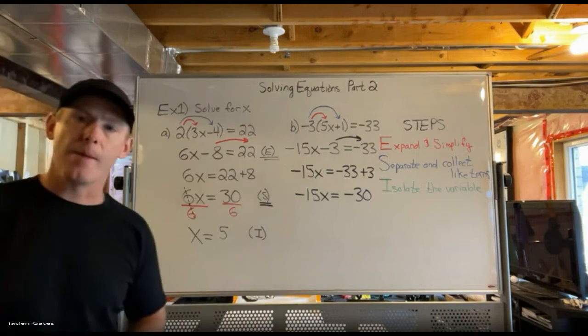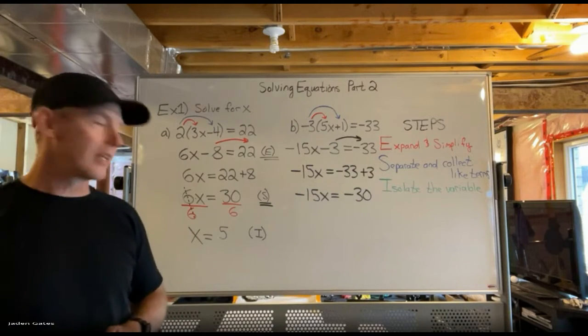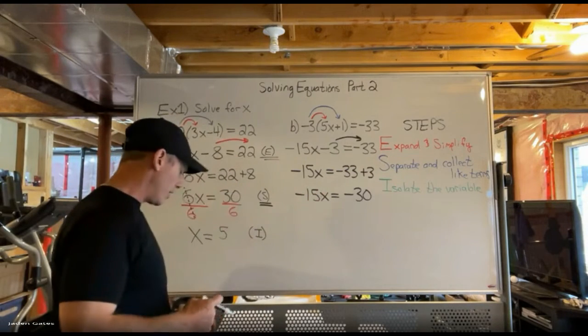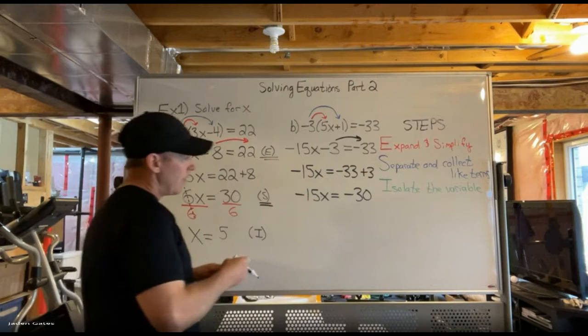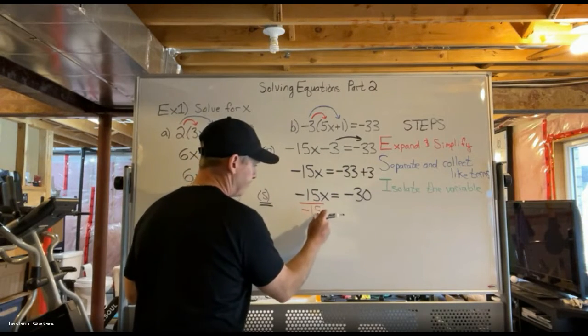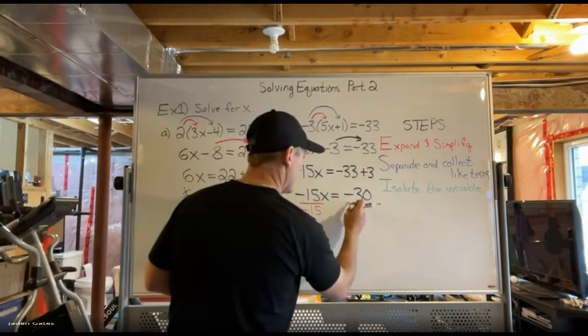Now the last step is to divide by my numerical coefficient here because that's going to isolate the variable. I'm dividing by my number in front of the x, which they call the coefficient. All right, so to divide it off, I'm going to have to divide by negative 15. And again, what I do to one side, I'm going to do to the other here.